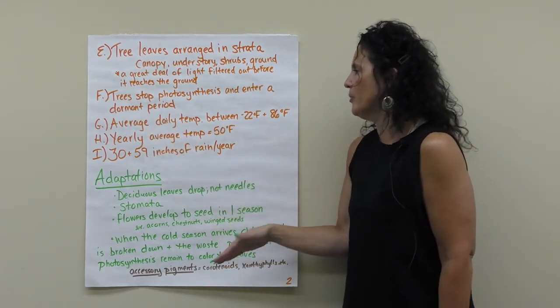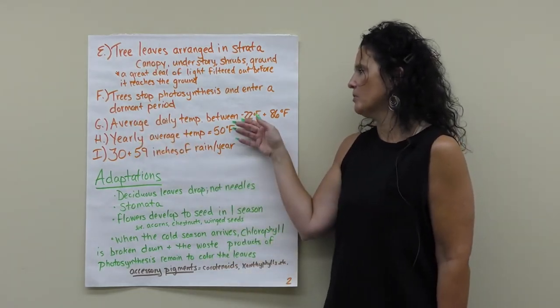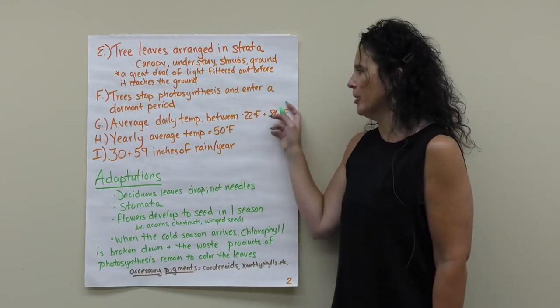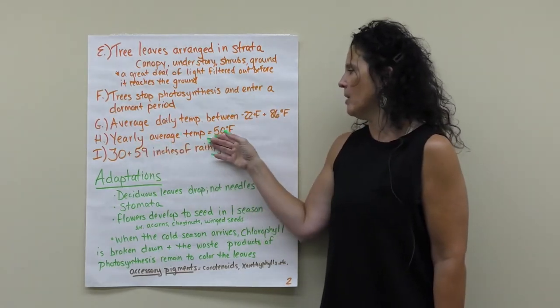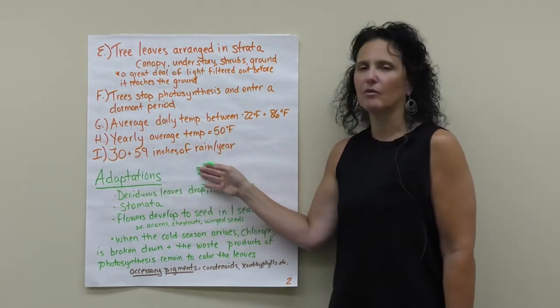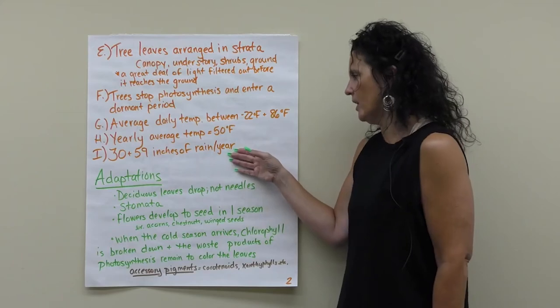The average daily temperatures in the temperate deciduous forest are between negative 22 and 86 degrees, which has changed a little bit, but our yearly average temp is around 50 degrees Fahrenheit and about 30 to 59 inches of rain a year, which is a lot of rain.